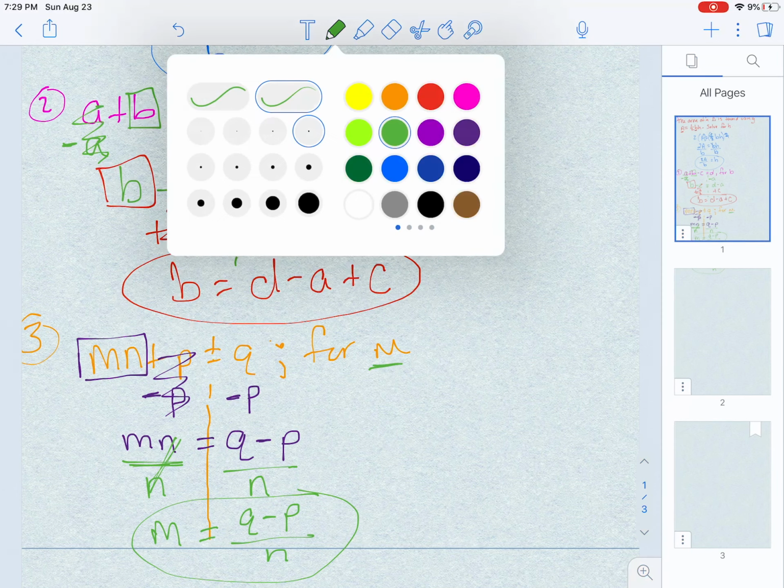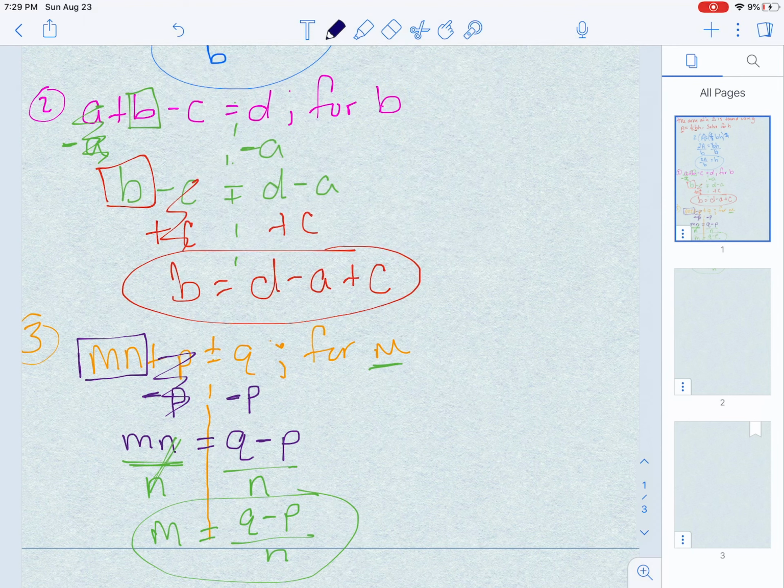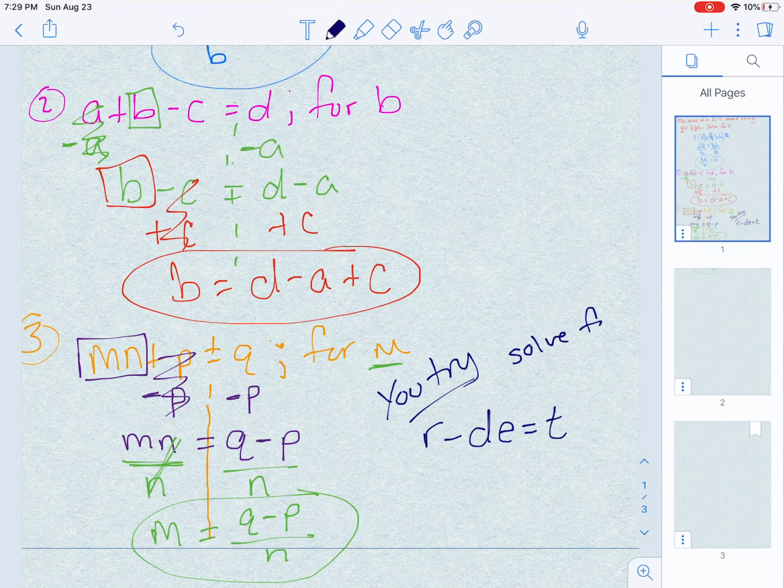Okay? Now I want you guys to pause the video on this next one, and I want you to try this one on your own. I'm going to put it over here. So you try this one. You're going to do r minus de equals t, and you're going to solve for e. Okay, so you're doing this one all on your own. Go ahead and pause the video and try it now.